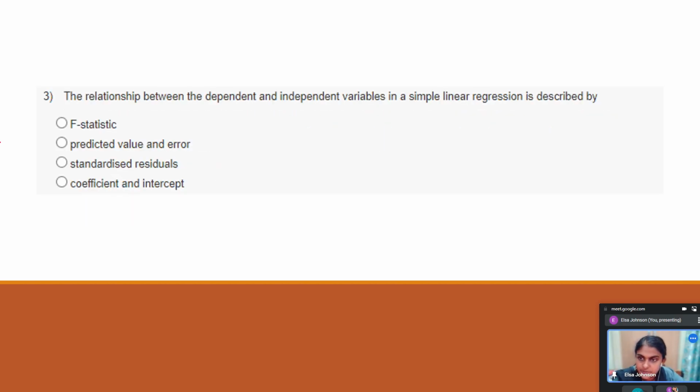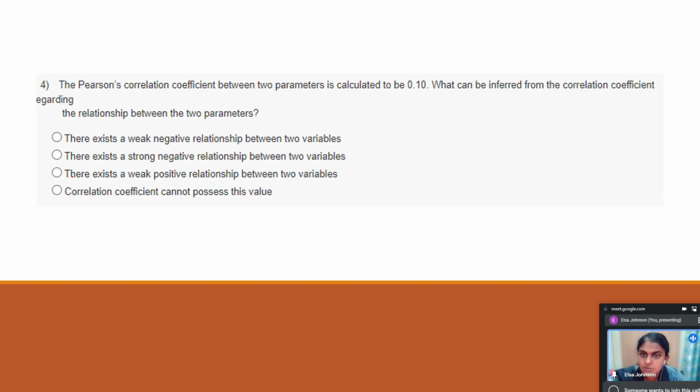Now, the relationship between dependent and independent variables in a simple linear regression is described by coefficient and intercept, yeah, that's true. The Pearson's correlation coefficient between two parameters is calculated to be 0.10. What can be inferred regarding the relationship between the two parameters? How is the relationship? A, B, C, D. You can give the answer.